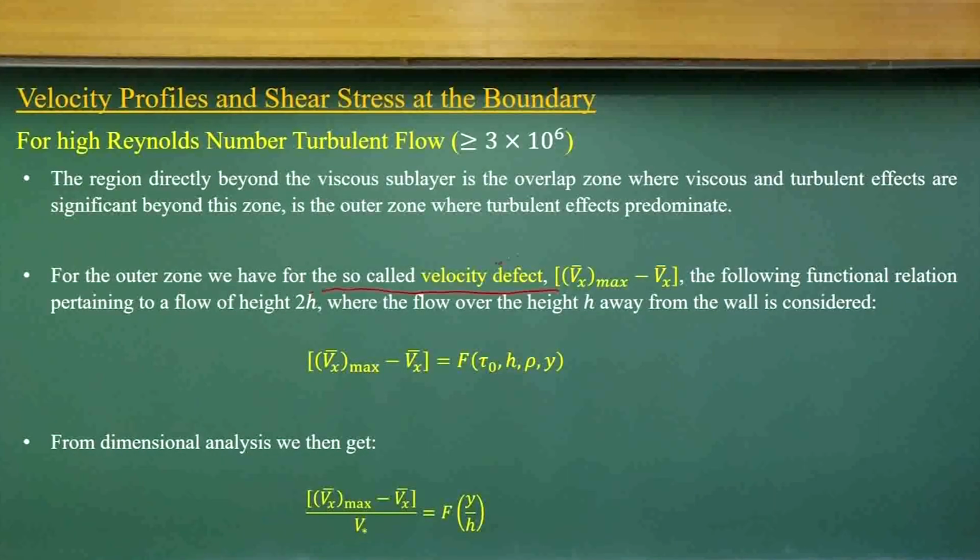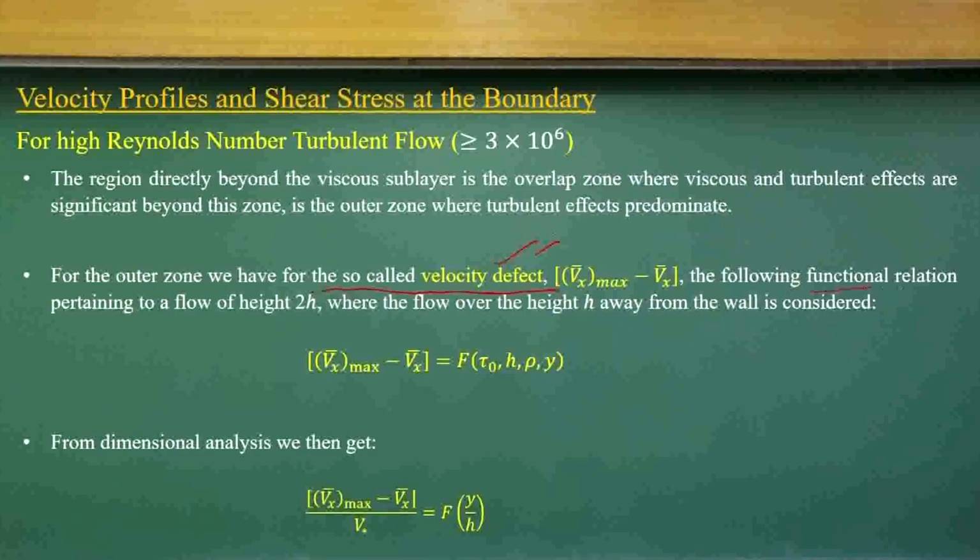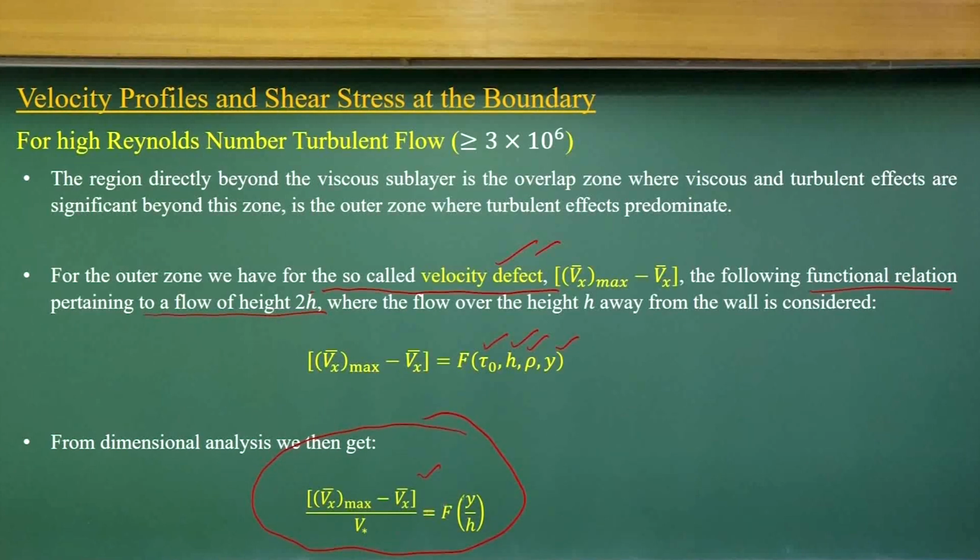But if you go to the outer layers, where we look at the velocity defect concept, how far the velocity is from the average velocity, the defect means how much deviation, how much difference there is between them. If you look at that and look for a functional relationship with your shear stress, h, rho and y, we again will get similar functions from the dimensional analysis between V and y and h.